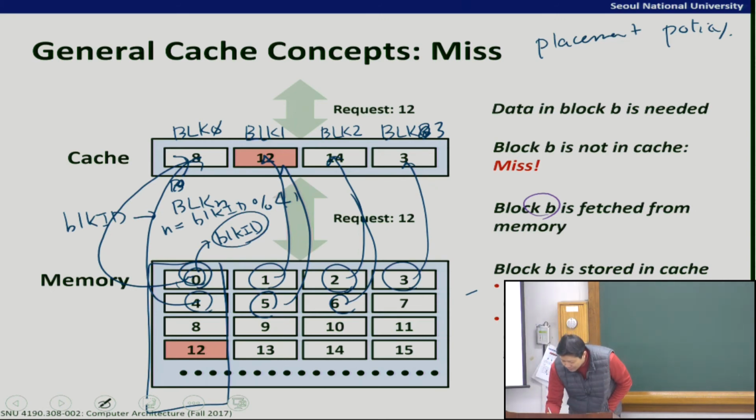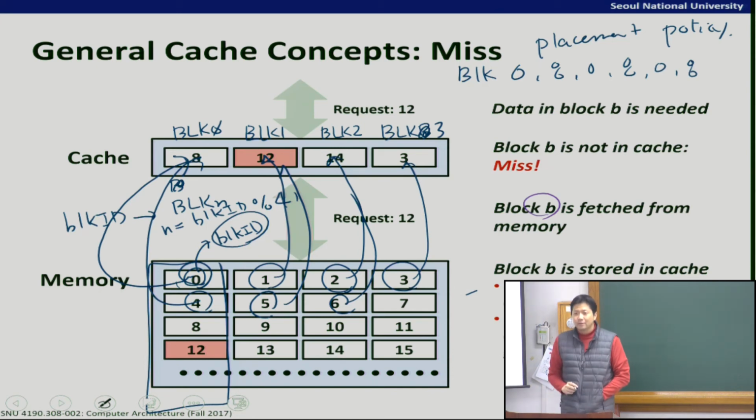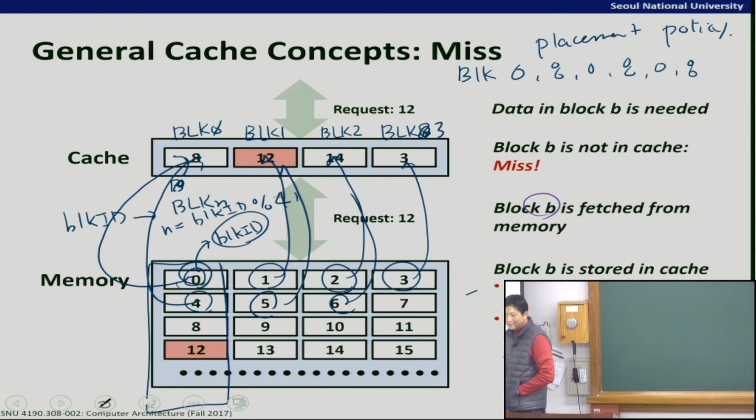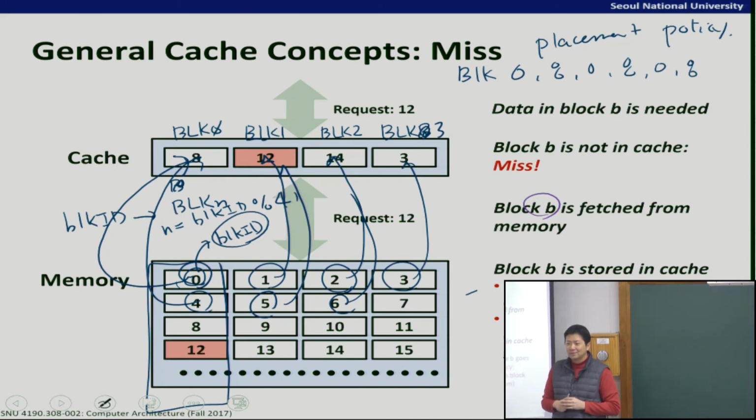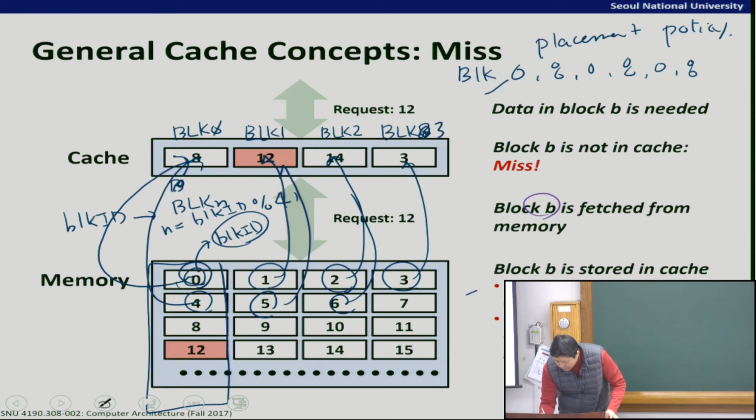Let's say your memory access pattern was block ID 0, 8, 0, 8, 0, 8. Then what's going to happen? What will be the cache miss rate in this access pattern? Cache miss rate is the percentage of cache misses over all the accesses. Let me do it this way. The first access: will this cause a cache hit or a cache miss? This one will be a cache miss, right? It's a cold miss because it's the first access to the block. What about the second one? Will this cause a cache hit or a cache miss?